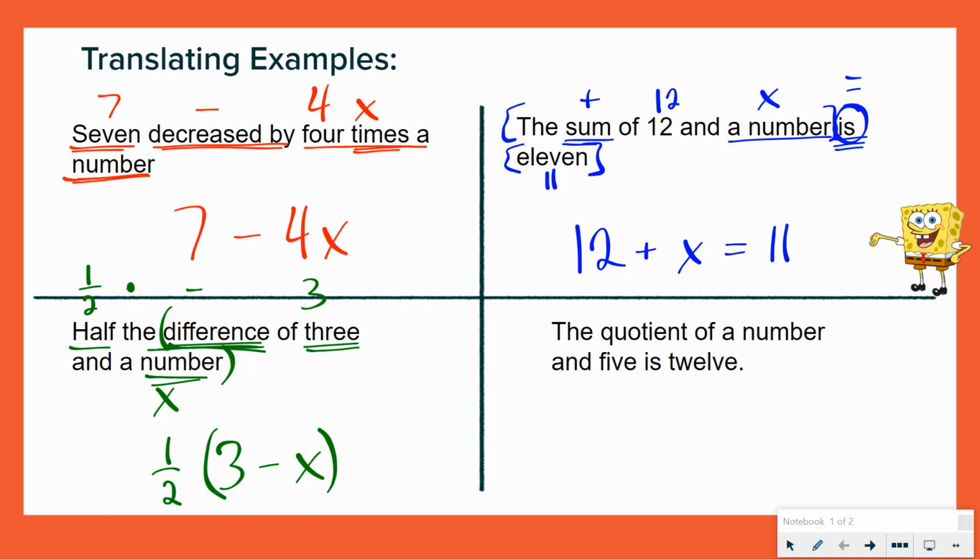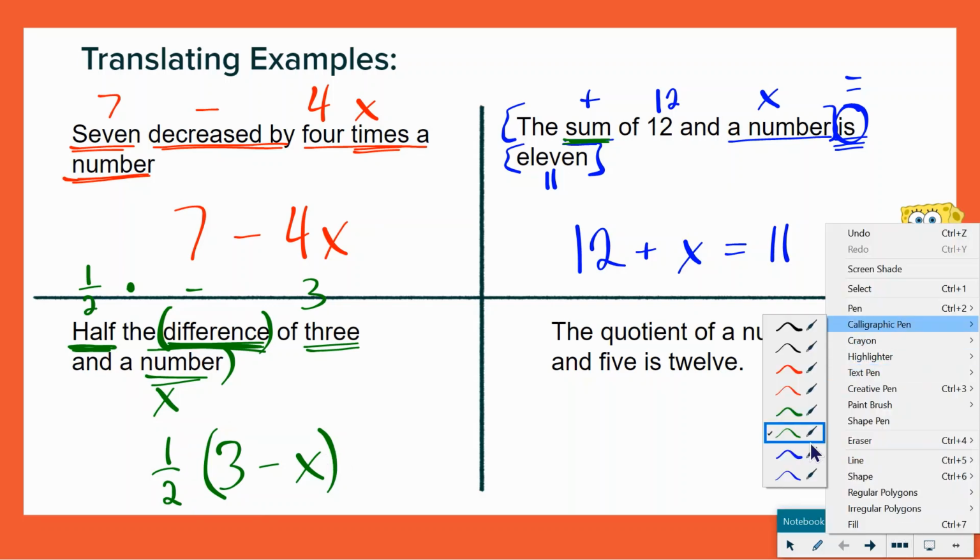So anytime you see some word like this, difference or sum, you have to be on the lookout for something that's multiplied. Half the sum or half the difference is saying that I'm taking 1/2 and multiplying it times the entire difference, not just one part of that.